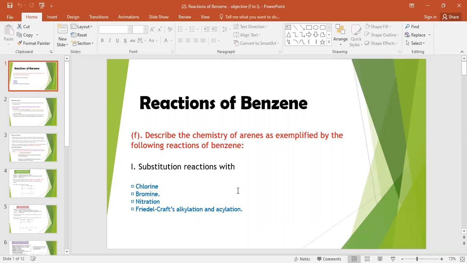As I told you, benzene always gives substitution reactions rather than addition reactions, because substitution reactions will retain the stability of the benzene ring. So we have four types of reactions here: with chlorine, with bromine, nitration of benzene, and Friedel-Crafts, the name of the scientist, alkylation and acylation.